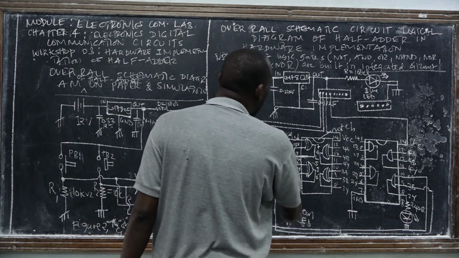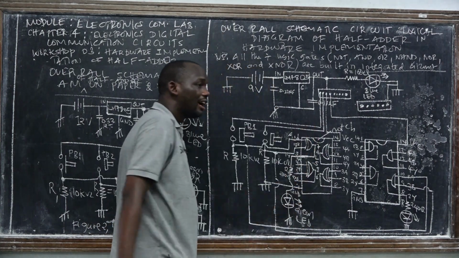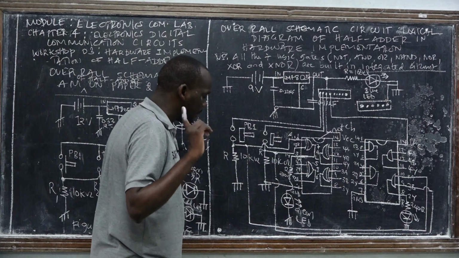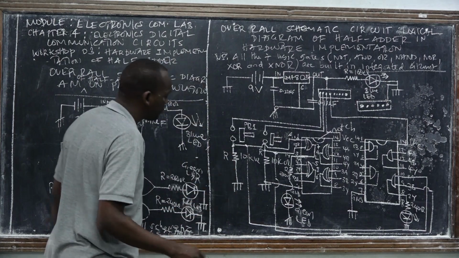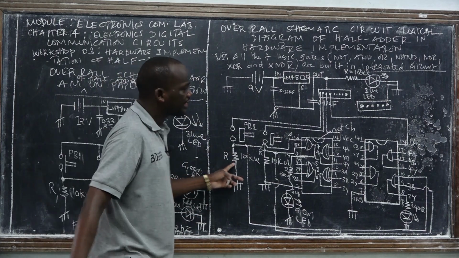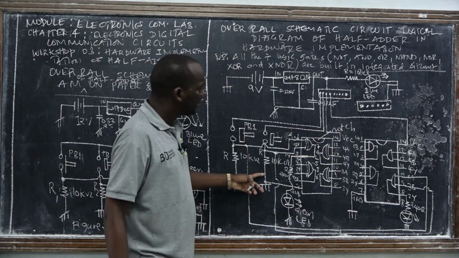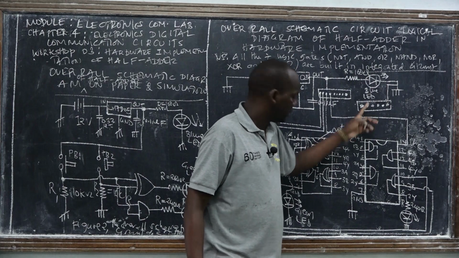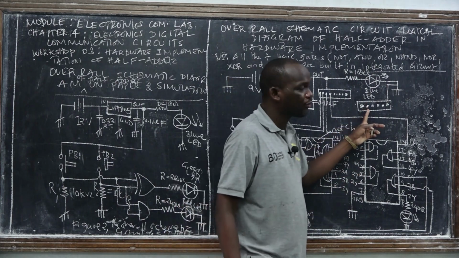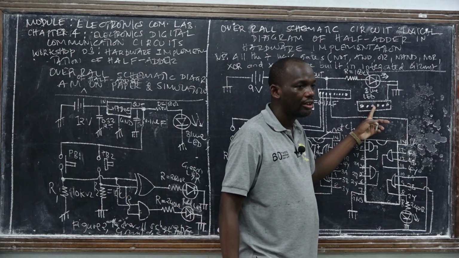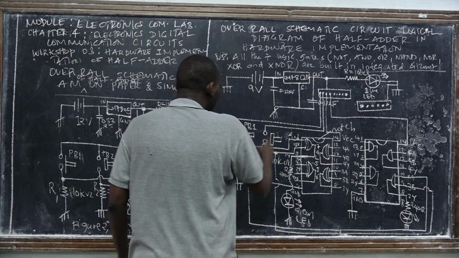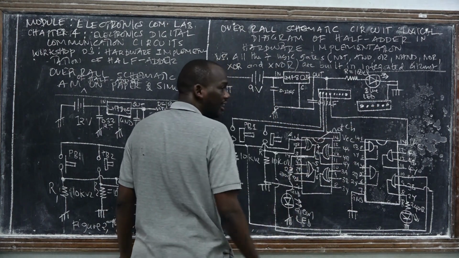Class, are we together? Remember that. This ground is just a wire from here. This ground is just a wire from here. This ground is just a wire from here. And this ground is just a wire from there.